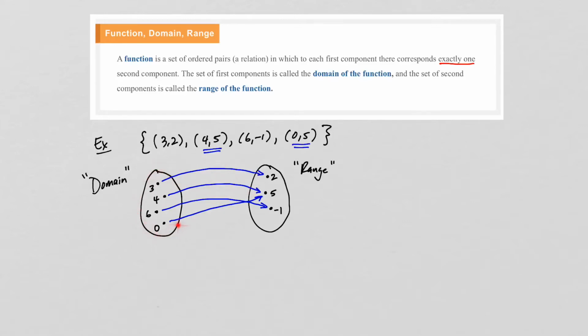Now the set of all the numbers in the first component slot, and so that would be 3, 4, -6, and 0, those numbers make up what we call the domain. And the numbers in the second component spot, which would be 2, 5, and -1, those make up what we call the range. So when you hear domain, you should be thinking these are the x values, and when you hear range, you should be thinking that these are the y values.